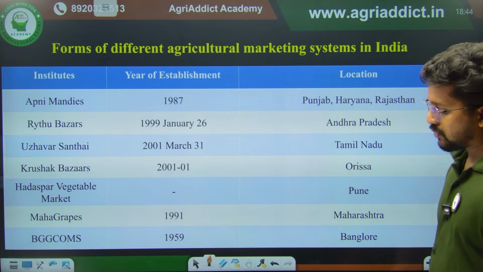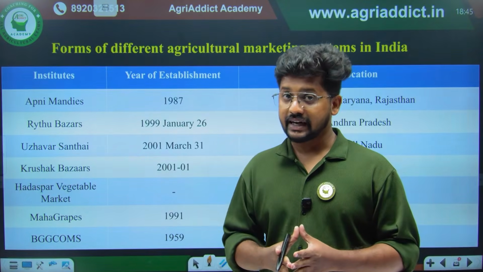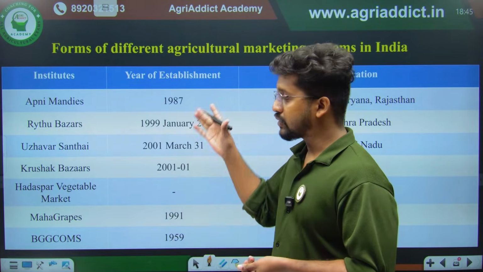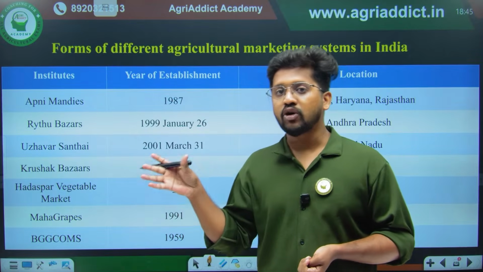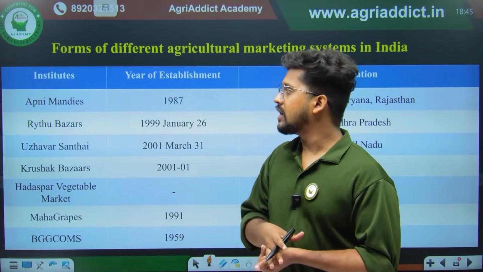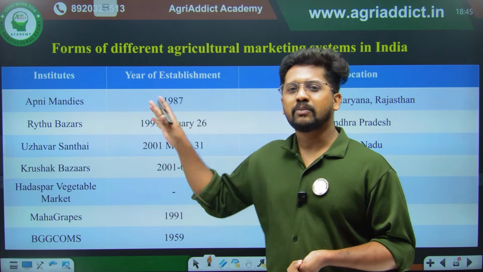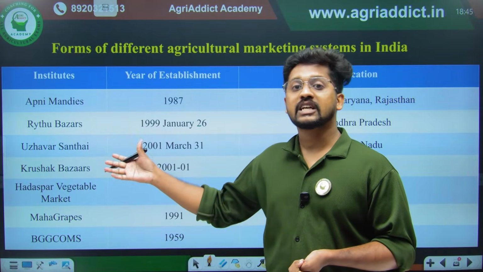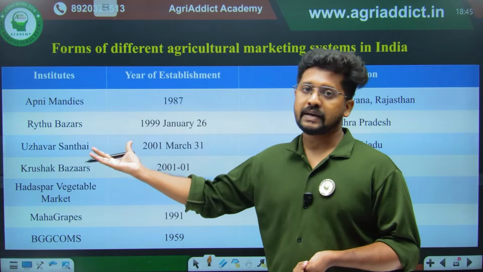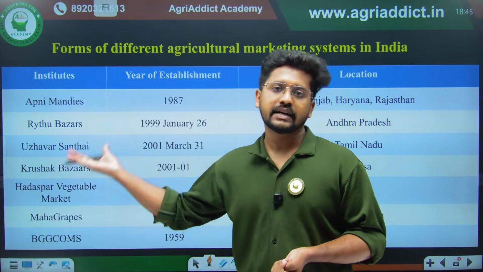Then we have some cooperative agricultural marketing or direct farmers markets, direct marketing systems in different states. You can see this in Subhash Chandra's textbook on agricultural marketing, which is not present in Subbareddy's textbook. Here, mostly the question will be match the following with respect to the state where it is practiced, not with the years. So don't worry about the year here. Remember the institutes and connect them with the states.